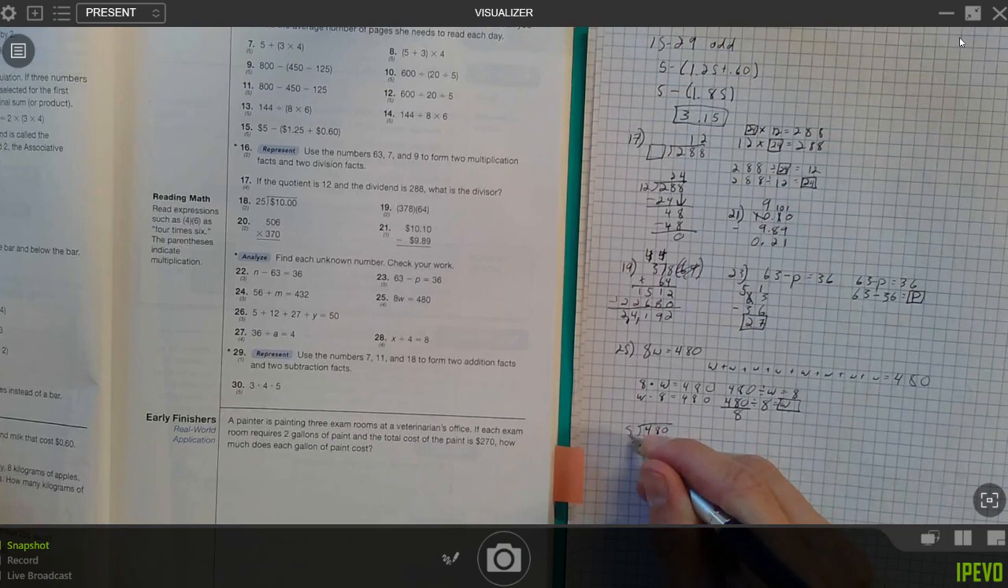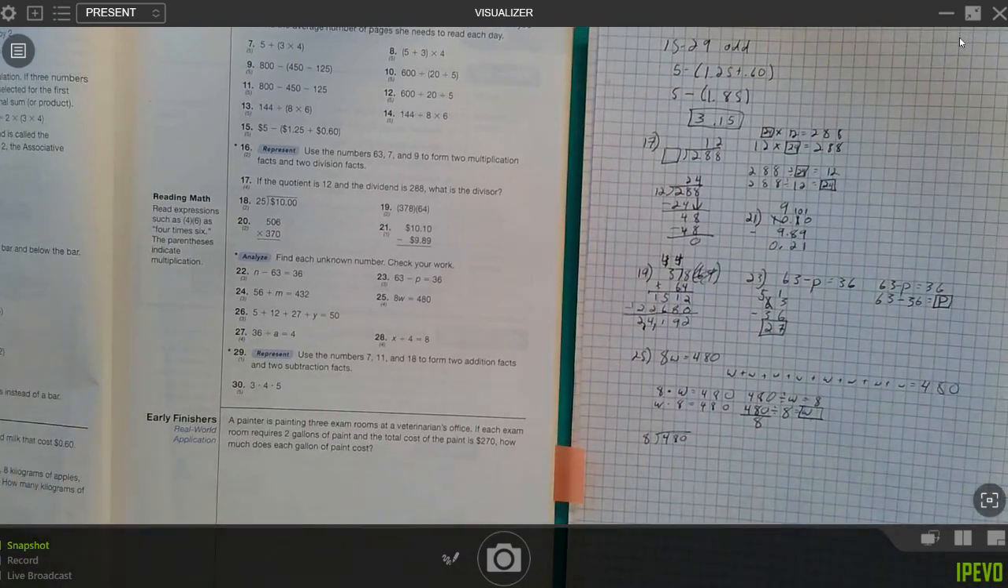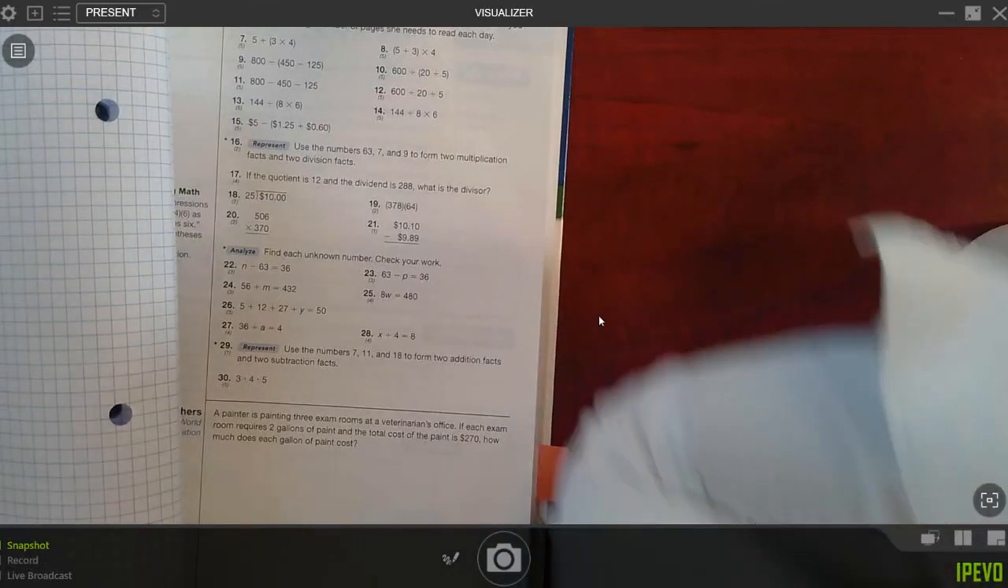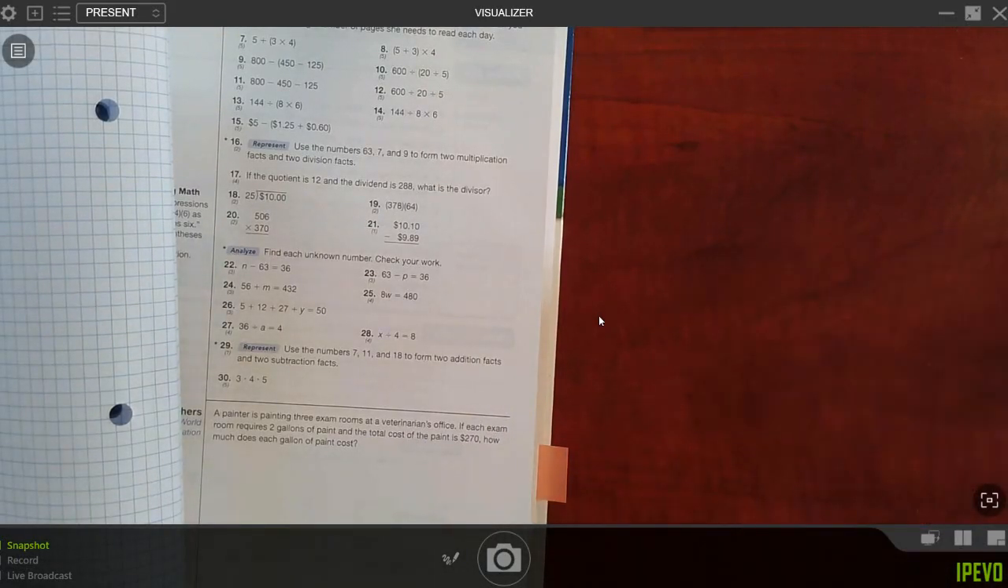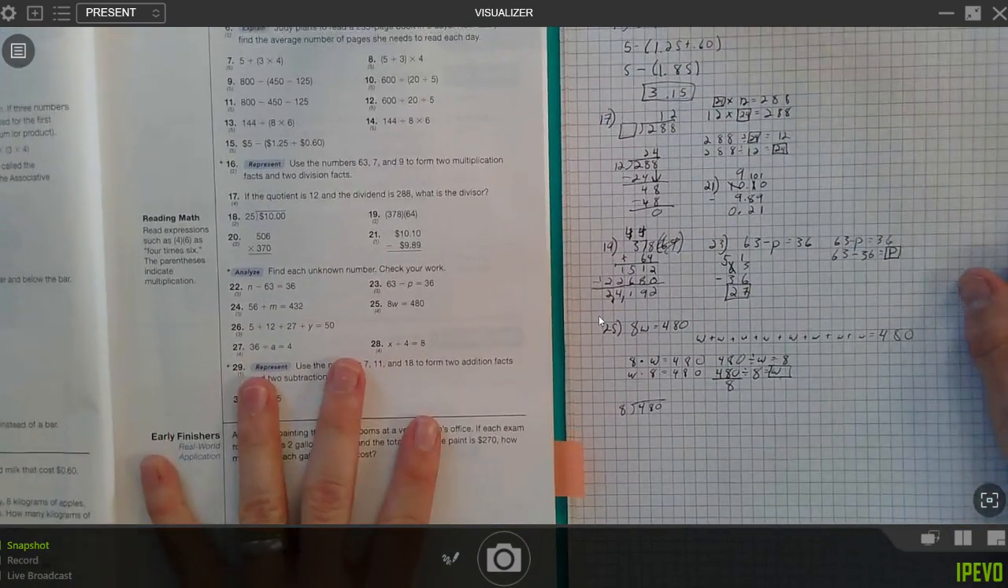480 divided by 8. Sorry, I need to jump out for a second. All right, guys, just come back. Sorry, I had a little bit of a break there to have a conference with someone.